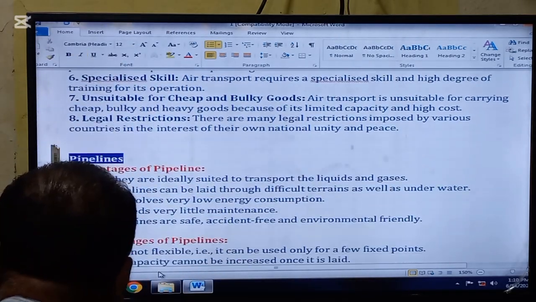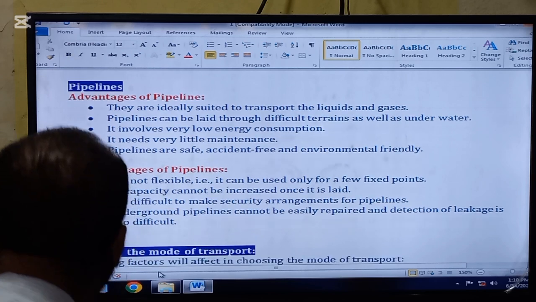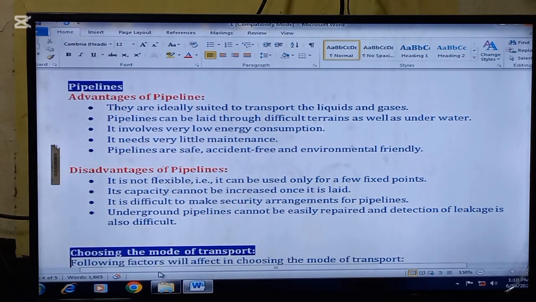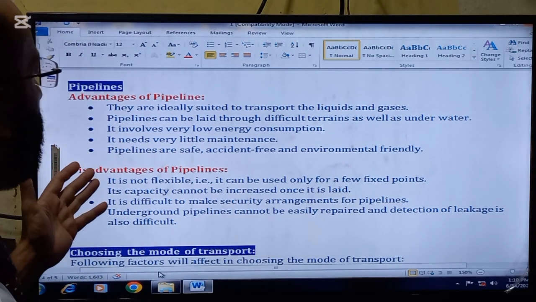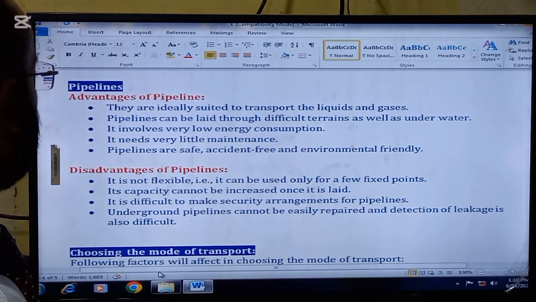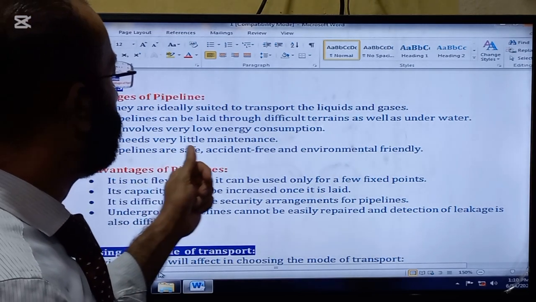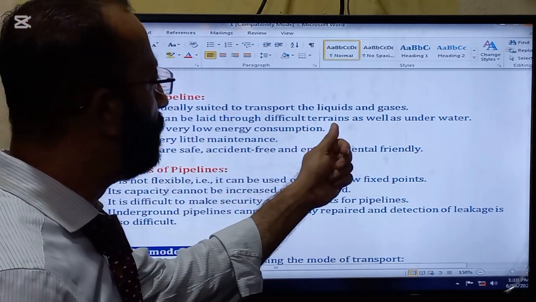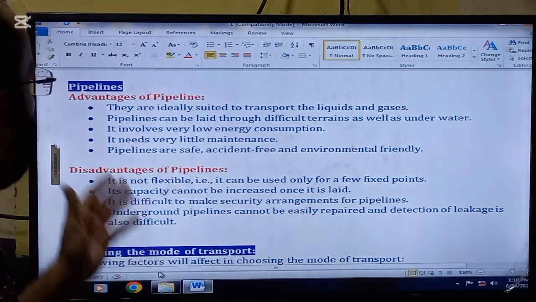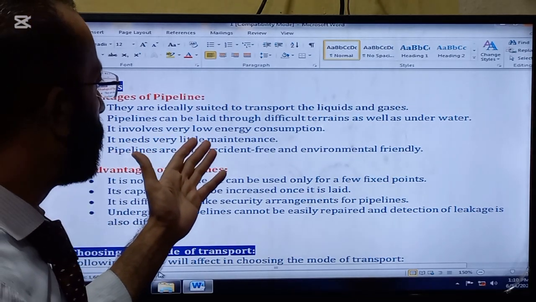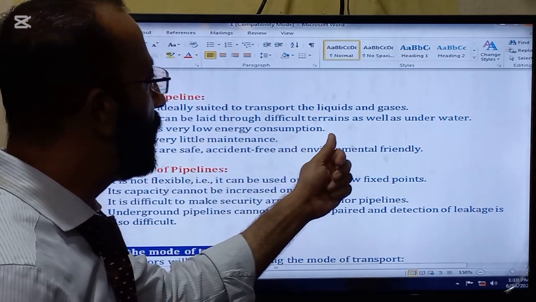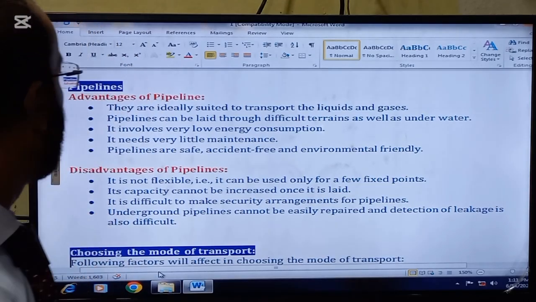The next mode of the transport which we are going to read is the pipelines. So first we are going to read the advantages of the pipelines. They are ideally suited for the transport of the liquids and gases. Pipelines can be laid through difficult terrains as well as underwater.